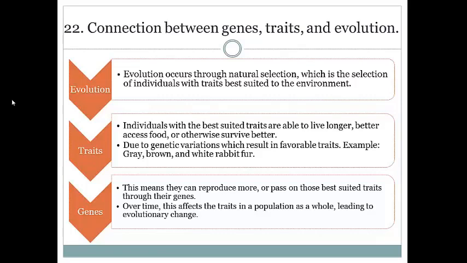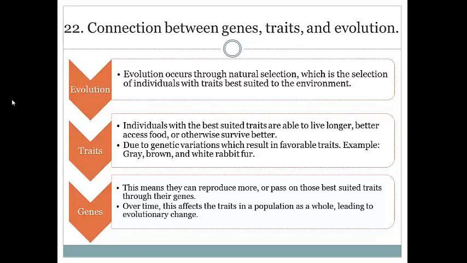So traits are due to genetic variations, and if they are favorable, then those particular organisms will be able to survive. So an example would be gray fur, brown fur, white fur. Fur is present on all of the rabbits, but there is variation in the color of the fur, and perhaps those white rabbits are better able to survive the winter because predators can't see them against the light snow. So maybe the white rabbit fur would be a more common trait in the population.